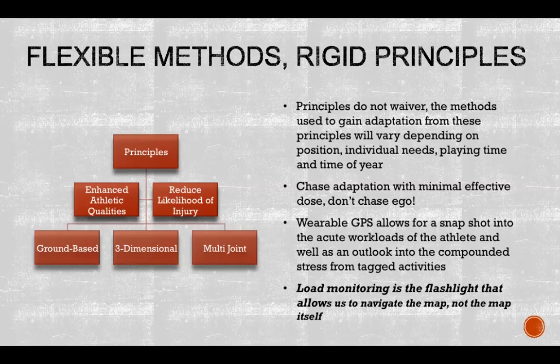The wearable GPS allows for a snapshot into the acute workloads of the athlete, as well as a look into the compounded stress from the tagged activities. Like I mentioned before, it's giving us that broad look into what the athlete's seeing, and the time of the year. It's not really dictating exactly what we're going to do. I use the analogy that it's a flashlight that allows us to navigate the map. It's not the map itself.